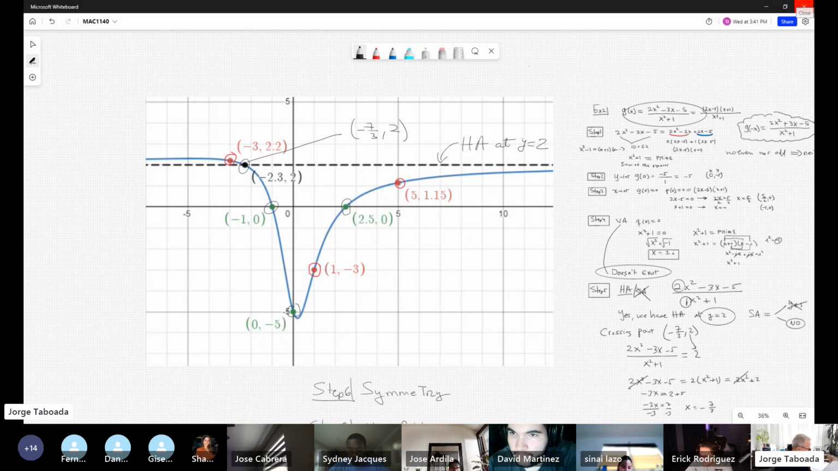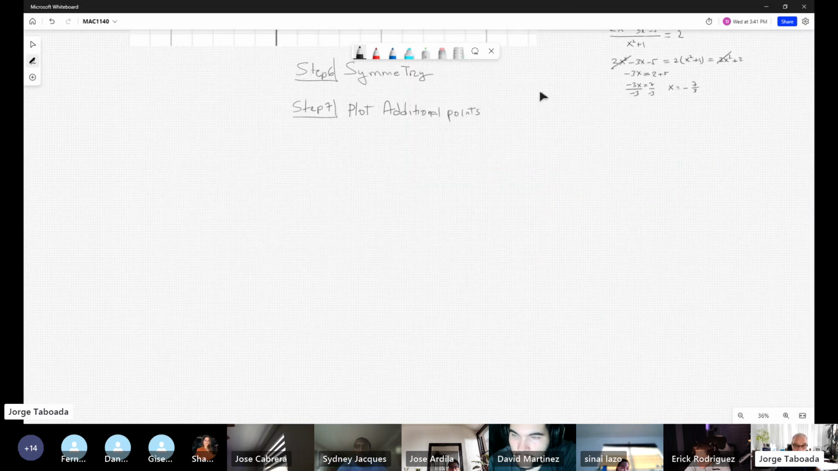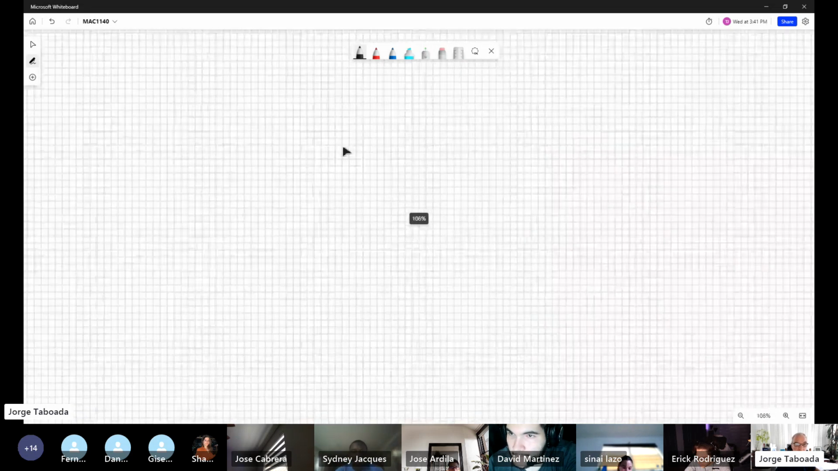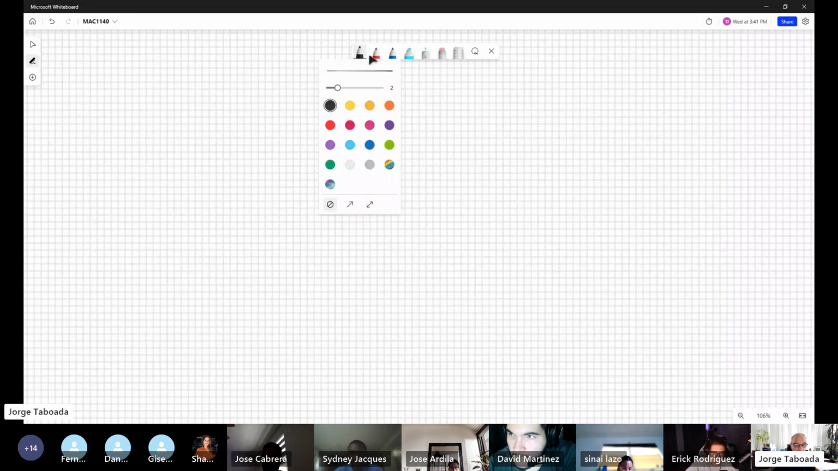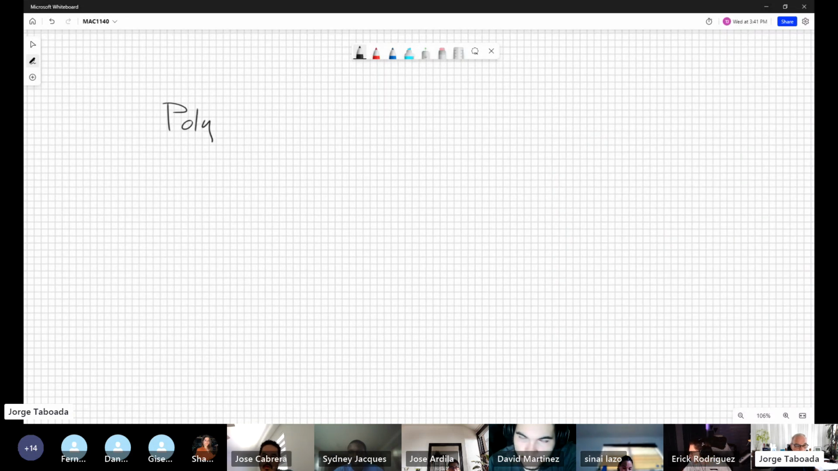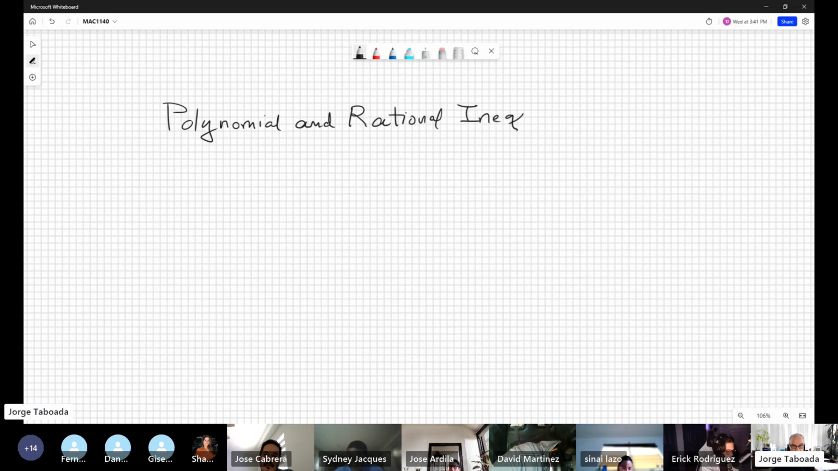Okay, now let's move on to the next topic inside chapter 1. It is the solution of polynomial and rational inequalities. Actually, these are nonlinear inequalities, so we cannot solve them with the traditional approach we use to solve linear inequalities in college.